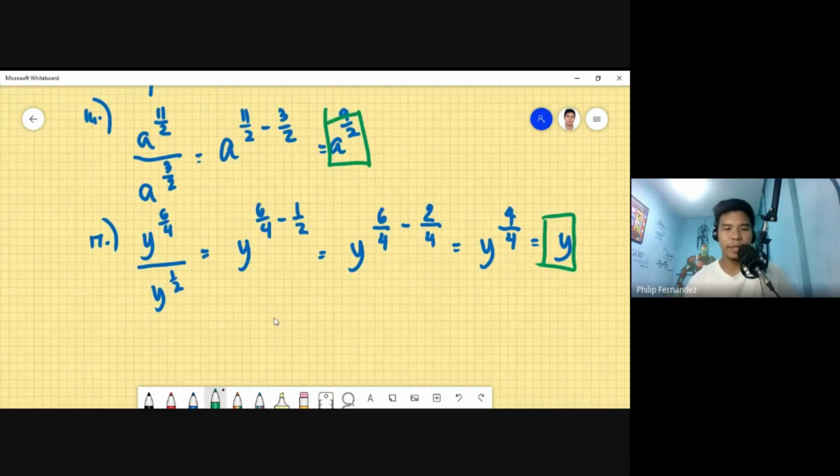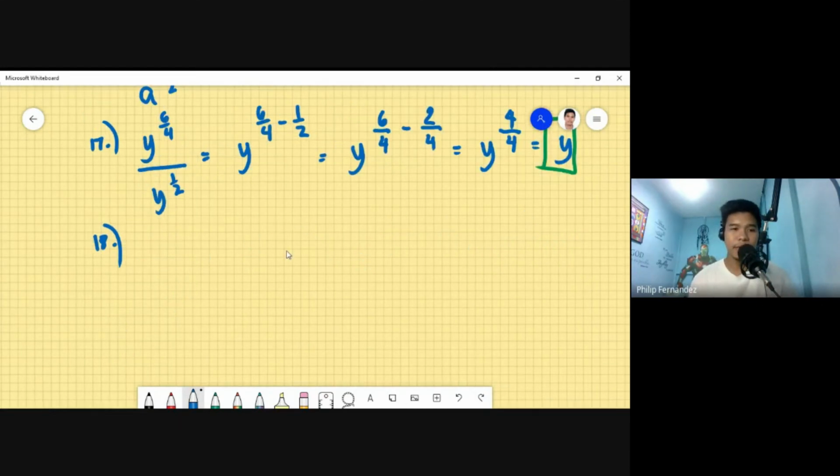Okay? Let's have number 18. Last na to. O kayo sasagot. Okay, so let's have x raised to 5/7 over x raised to 2/5. Okay, go ahead.